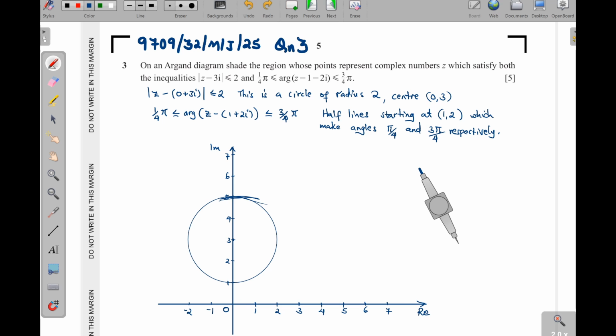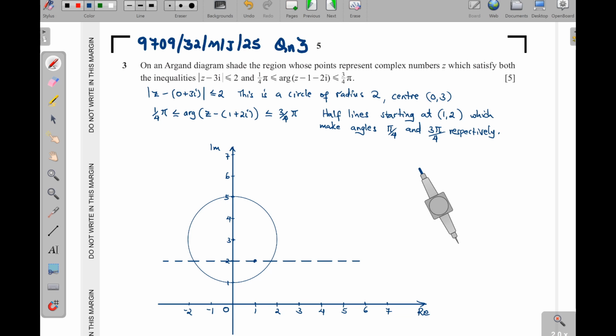All right. Now next, I will look out for the point 1 2. 1 2 is here. Then I will draw half lines. So I will first draw a line through. Then I will make it dotted because I'm just using it for reference. Okay. And then the point 1 2. 1 2 is here.